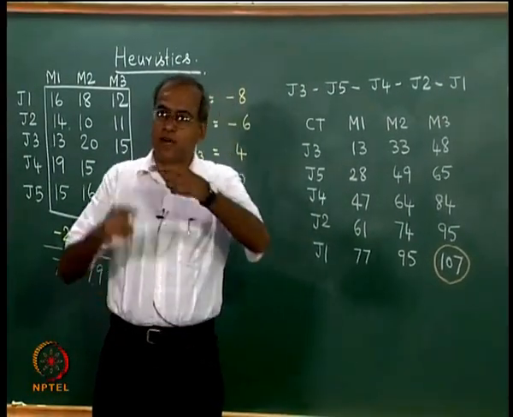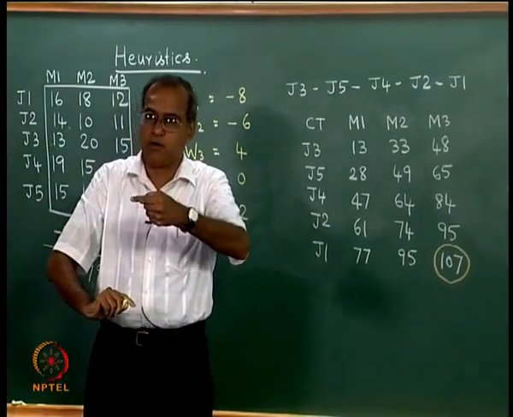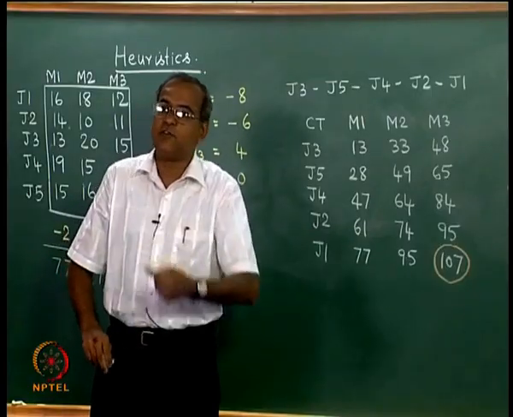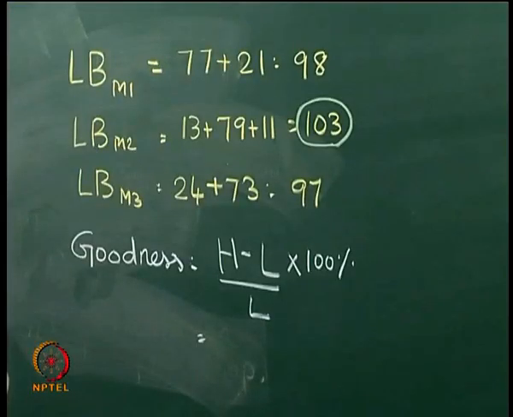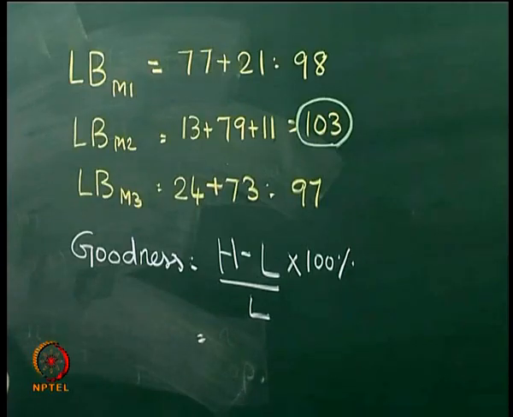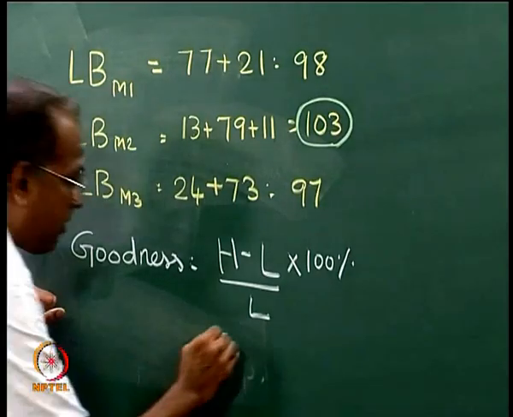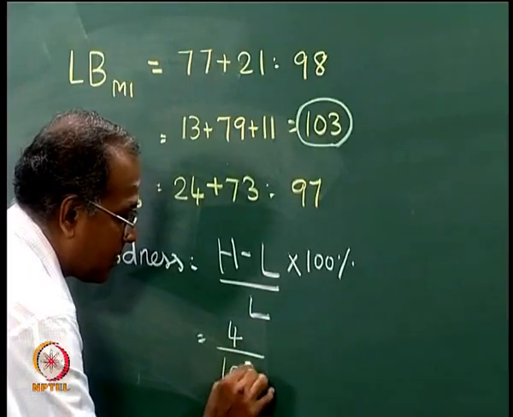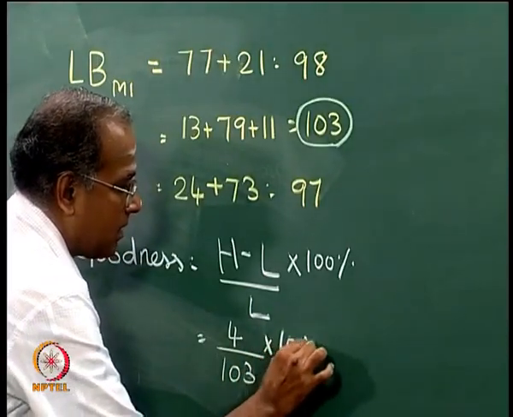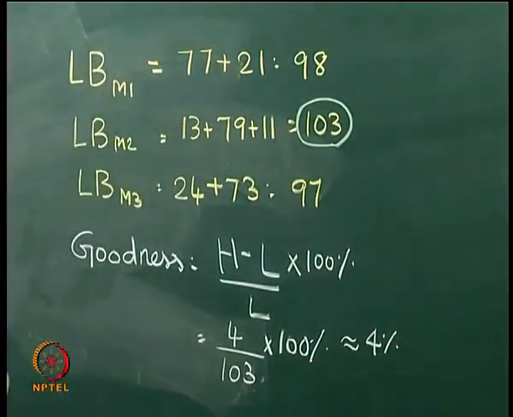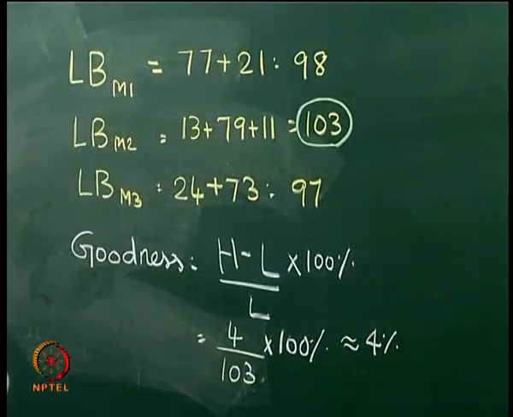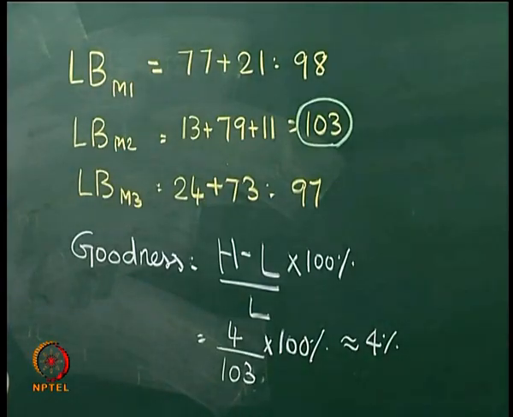Now, we assume the worst case, where the optimum is the lower bound. If the optimum were 103, then the goodness of this is 107 minus 103 divided by 103 into 100%. So, this is 4 by 103 into 100%. So, this is approximately 4% or less than 4%, 3 point something percent, we would say 4%.